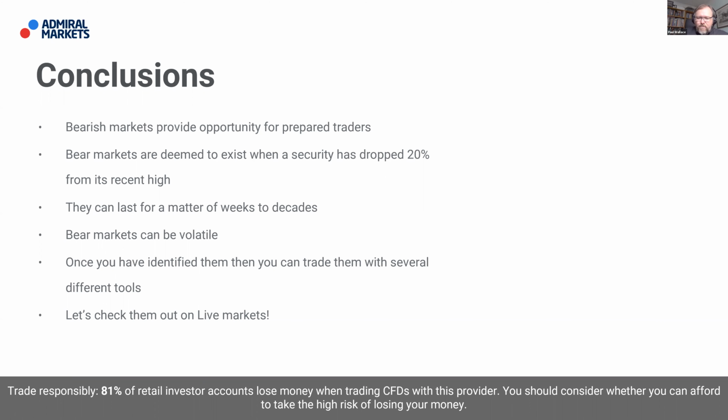Once you've identified them, you can trade them with several different tools. You're really looking to either sell breakouts to new lows or sell rallies, which would be my own preferred way. But let's have a little check of them on live markets for the last few moments.